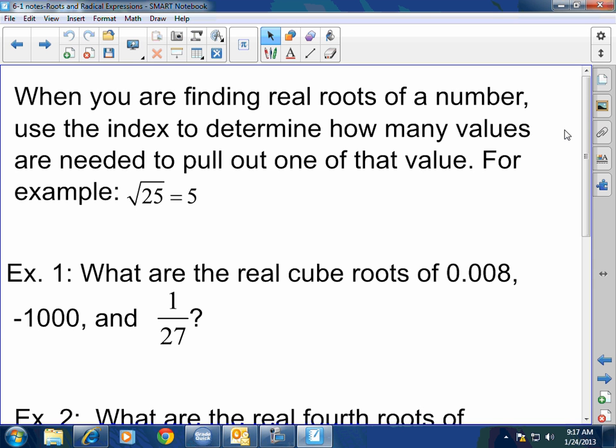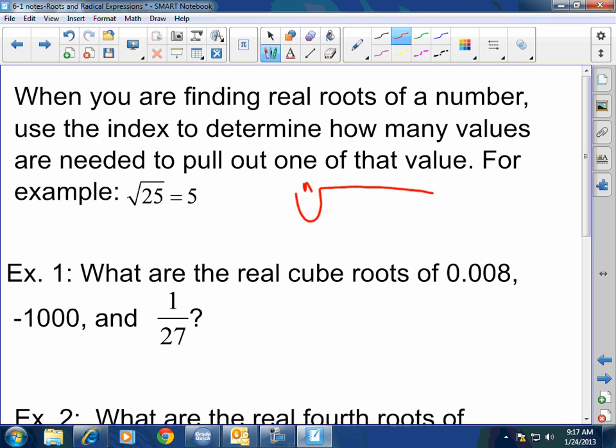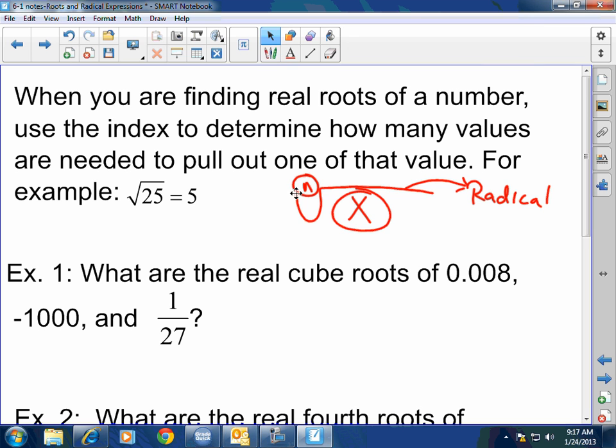We were talking yesterday about radicals and how you read them. Remember, this is the index over here, and what's inside is the radicand. This number here is the index that tells you the root, and the actual symbol itself is called a radical symbol. When we're talking about the root, that tells you the number of values in each set that you need to pull one of those values out.